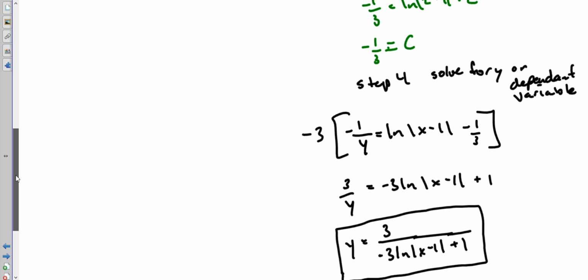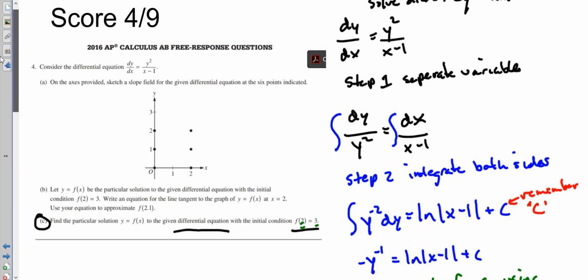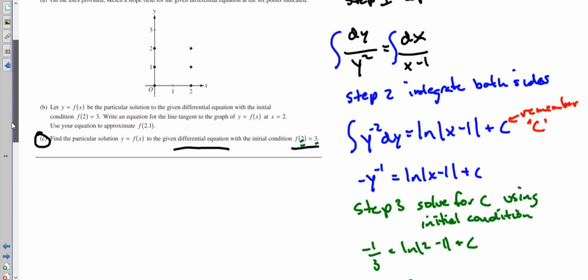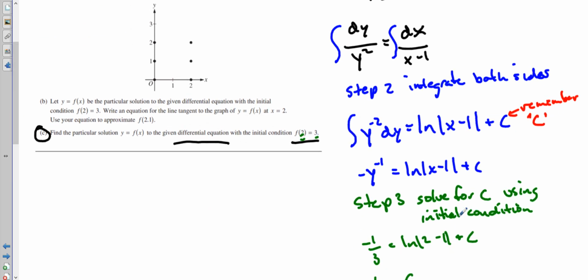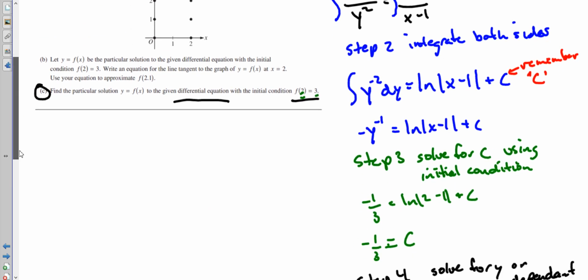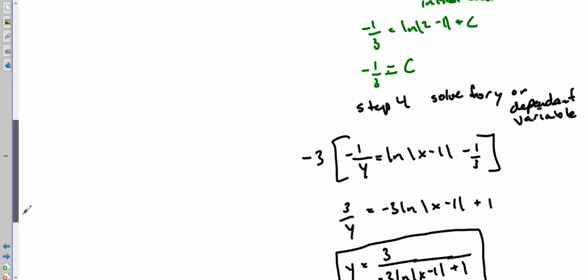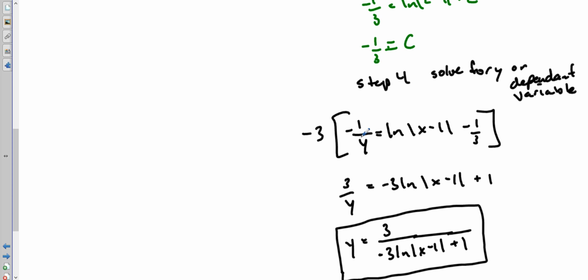The key thing when you're solving this: separate variables. Once again, integrate both sides, and make sure you do that correctly and efficiently. Remember your C, solve for C using your initial condition, and then solve for y, or whatever the dependent variable is. You didn't necessarily need to do this last step, but I like to make sure we don't have a fraction in the denominator. So that's what we have.